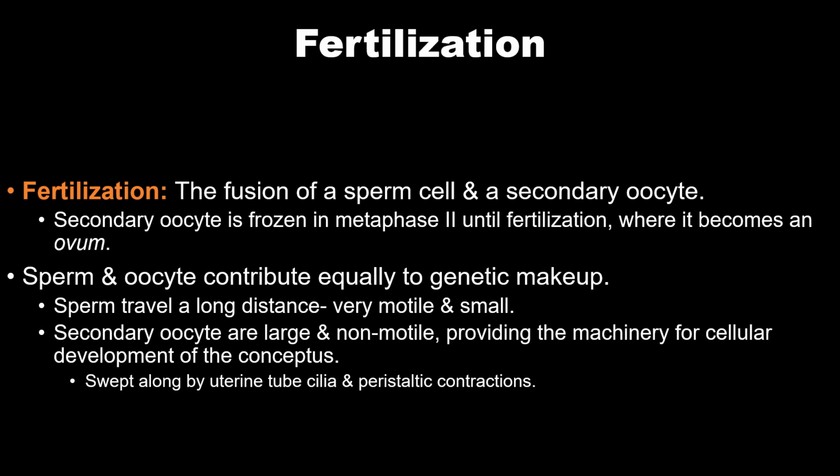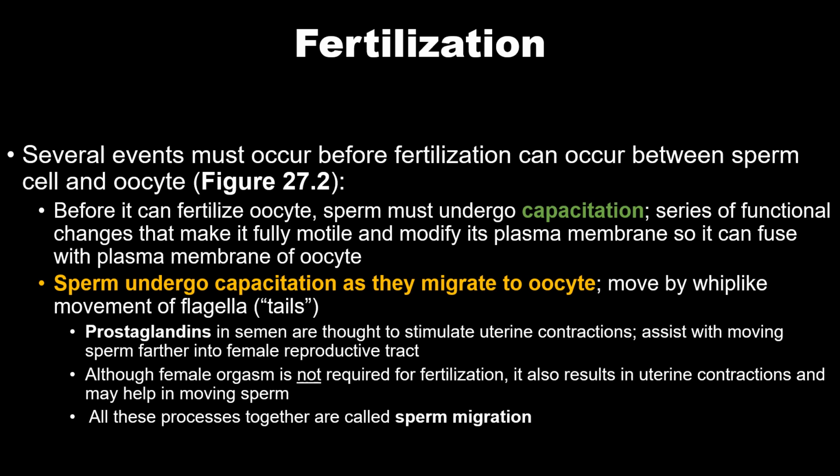And in addition to these, we're going to have several events that need to happen between a sperm cell and an oocyte before fertilization can even occur. First is capacitation. Sperm have to undergo capacitation as they migrate. A sperm cell is going to move its whip-like flagellum, its tail, and that's what's going to make it move.